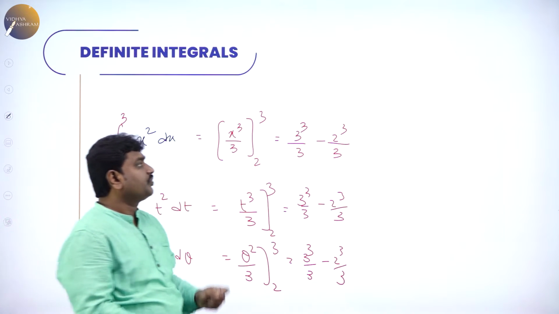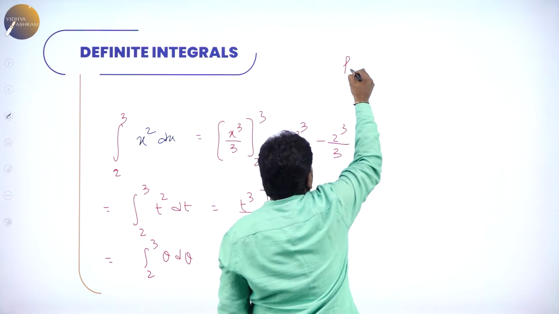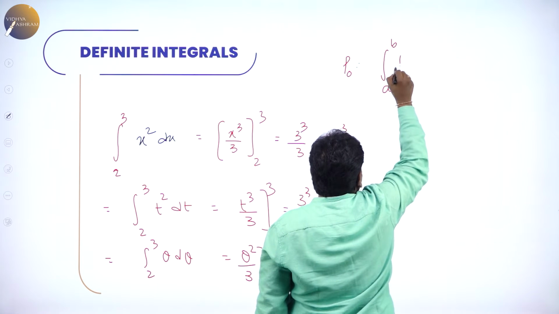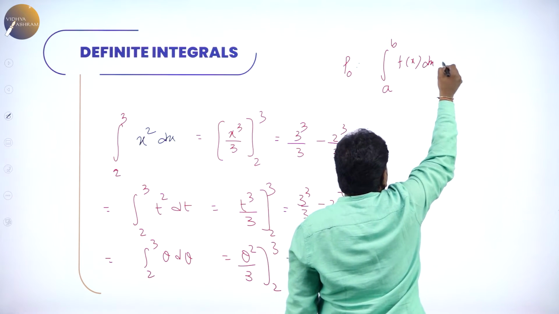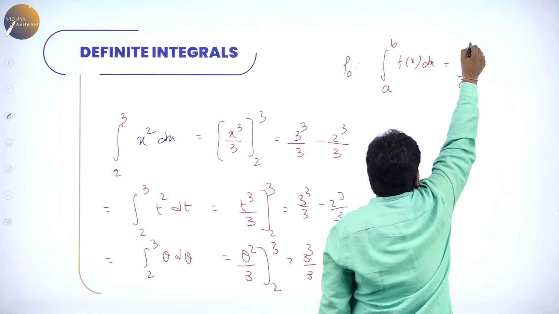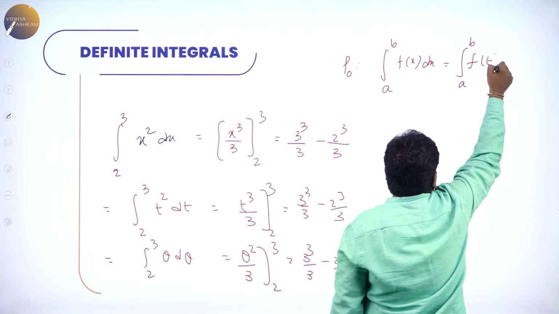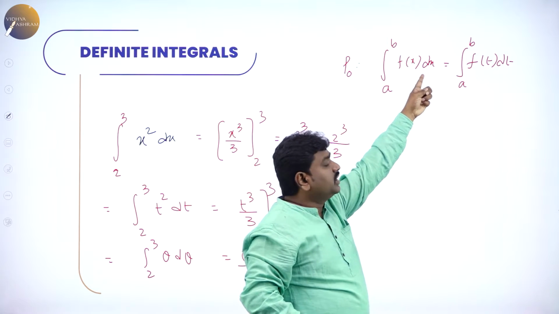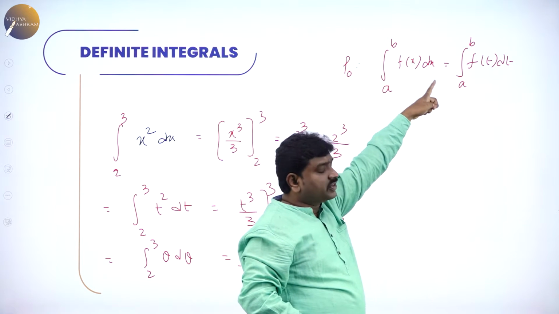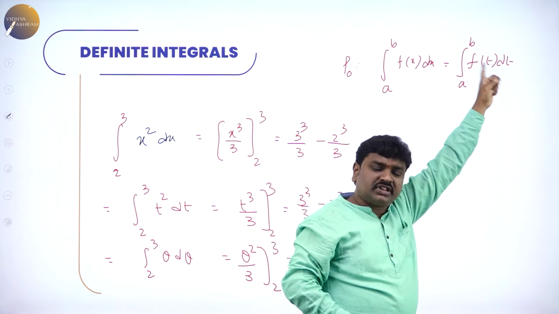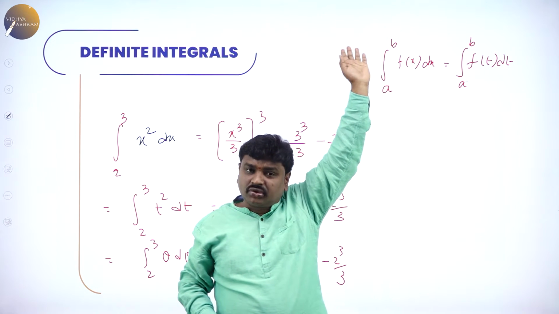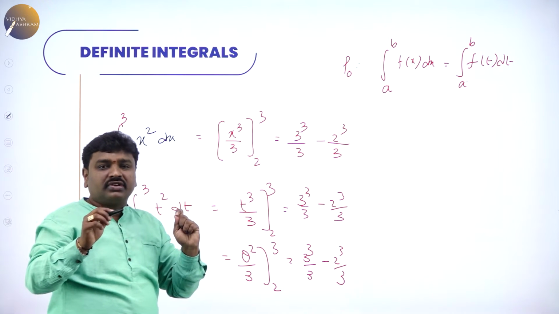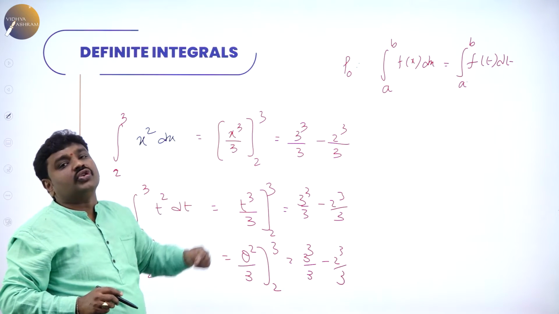So what is P0? What is P0, my dear students? P0 is, property 0 is integration of a to b f of x dx can also be written as integration of a to b f of t dt. What is the meaning? Meaning is simple. You can replace the variable and the corresponding "with respect to". If I write x with respect to dx, then I can also write t with respect to dt, or the same thing without changing limits, I can write theta with respect to d theta. Both are same. So memorize it.